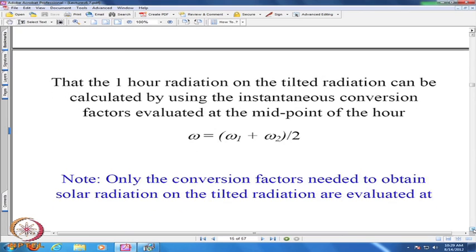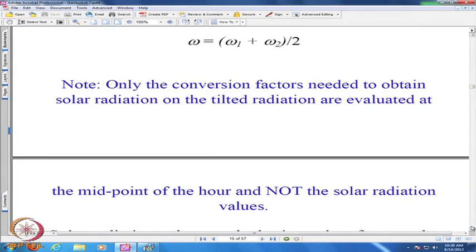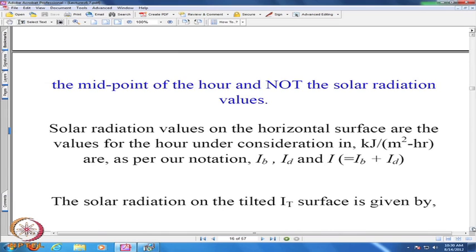Now, you have to remember that only the conversion factor needed to obtain the tilted radiation is evaluated at the midpoint, not the radiation. It is not the intensity of the radiation. It is I during the period omega 1 and omega 2, whereas my R b is at omega given by omega 1 plus omega 2 by 2. So, what we have here is kilojoules per meter square hour, all I b, I d and I are expressed for the period of 1 hour.